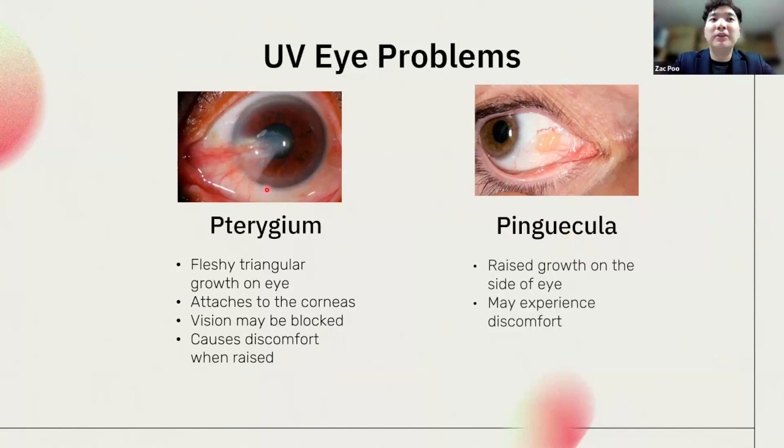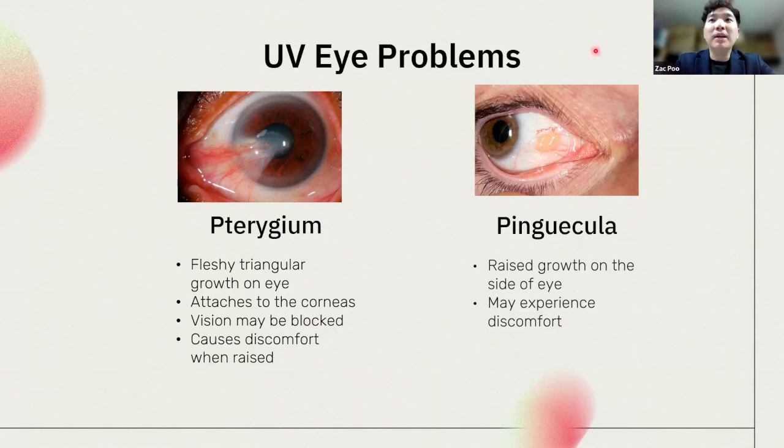The first one is known as pterygium. It is a fleshy triangular growth on the eye. Usually it attaches itself to the cornea, which is the part that helps you see. So your vision may be blocked, and it may also cause discomfort or pain if the pterygium pulls on the cornea. Next up is the pinguecula. Pinguecula is a growth on the white part of the eye, usually on the sides, either the outer or the inner. This may also cause discomfort because it grows and obstructs your eyelids when you are blinking. These two are actually a degeneration of the fibrous tissue on the white part of your eye, and that causes many different issues.